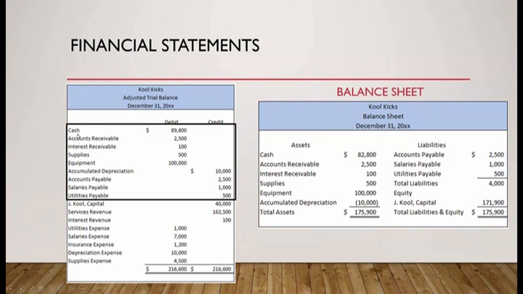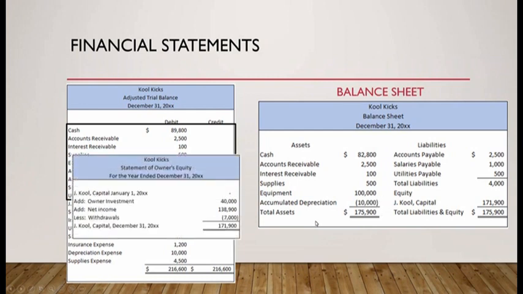So we're pulling our assets and our liabilities. Keep in mind that accumulated depreciation has a normal credit balance. It is a contra asset account, so we show that as a negative. We also pull over our capital amount from the previous statement of owner's equity that we just did. So we're going to pull that 171,900, and that's going to show up in the capital area.